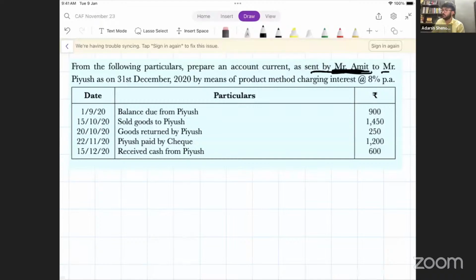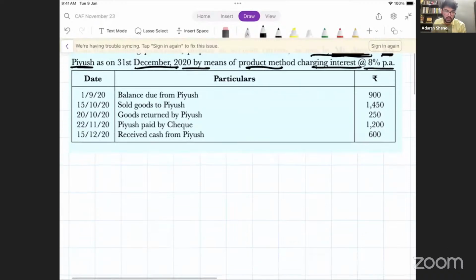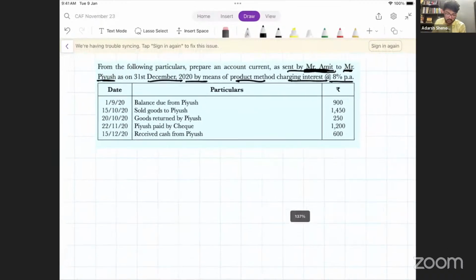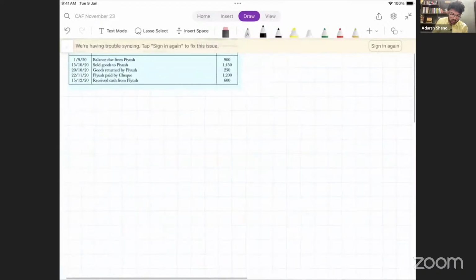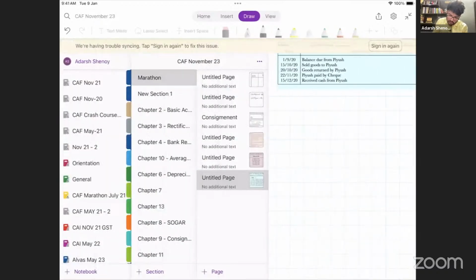So as sent by Mr. Amit to Mr. Piyush, who is preparing the account current? Mr. Amit is preparing the account current and giving it to Mr. Piyush, as on 31st December 2020, by means of the product method, charging interest at 8% per annum. So the product method they have told, and then they have given us some adjustments. Okay, let's draw the table quickly. I have the format ready.